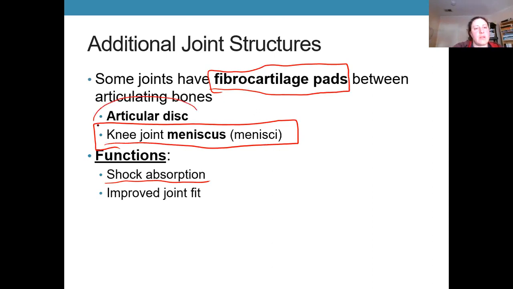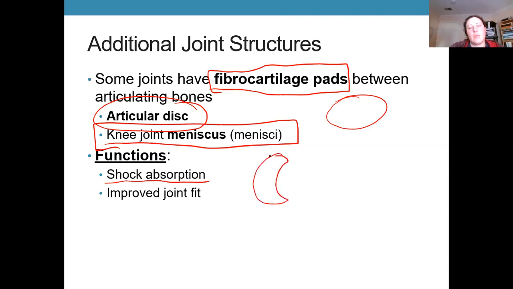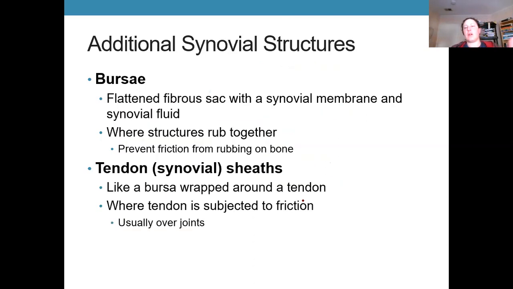Other places we call them articular discs. And that's because most of them are kind of disc-shaped or round, but the ones in the knees are kind of moon-shaped instead. And so they got a special name because of that. In addition to fibrocartilage pads, we also have additional fluid-filled structures that help reduce friction.